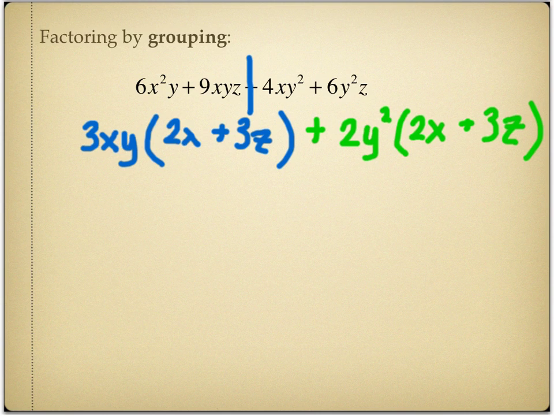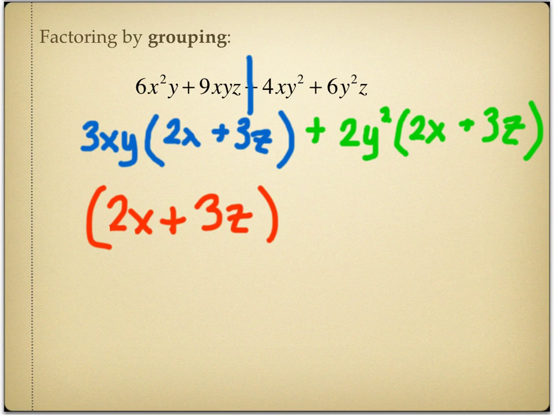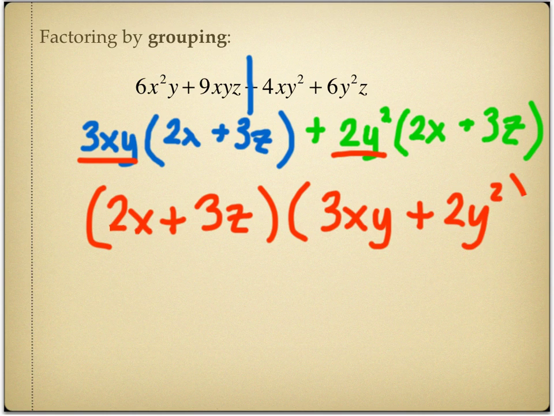So I'm going to then pull that out and write that in front, 2x plus 3z, like that. I'll put it in parentheses. And then what I have left is this 3xy plus 2y squared. I'll write that in parentheses as well. There we go. And now I'm done factoring that.